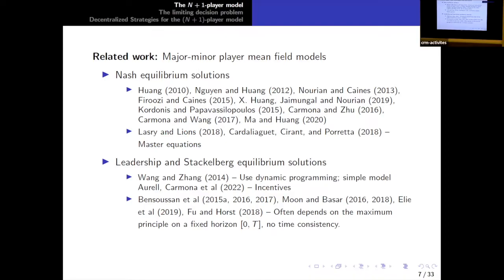The motivation for this kind of problems is obvious. You can think of, say, a central bank, which is very big, powerful, and a large number of smaller banks, or businesses, which are much smaller. And also in a stock market, you can think of one or a few institutional traders, very powerful.